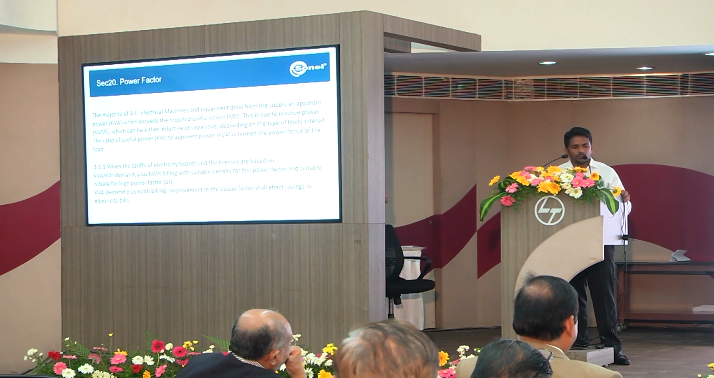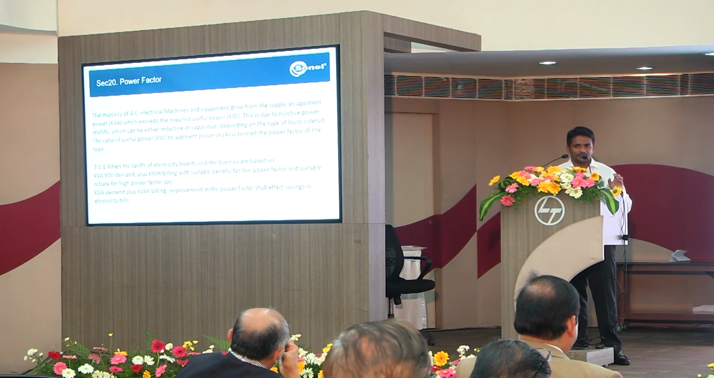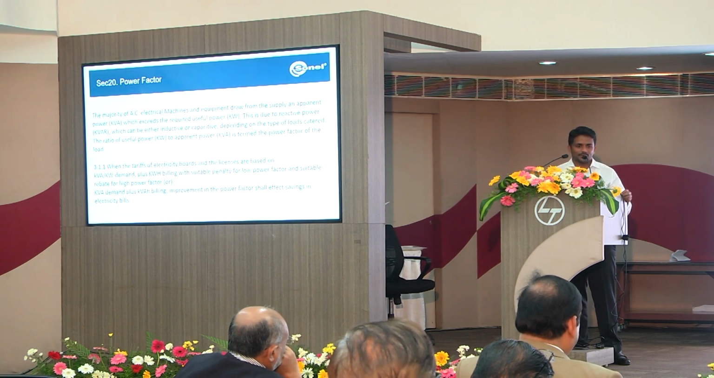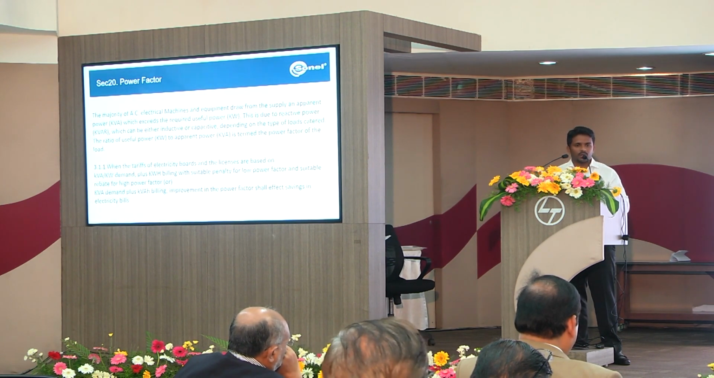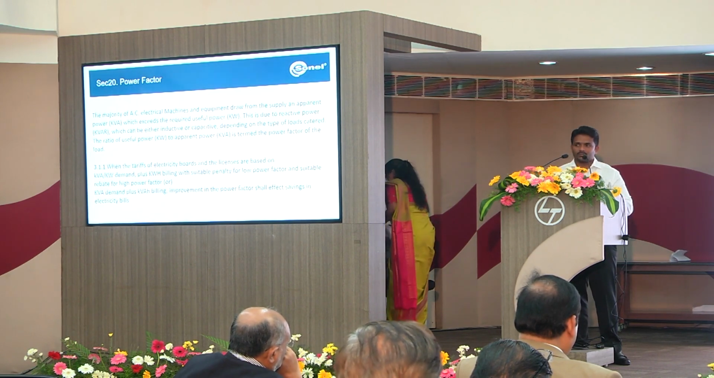But the point 3.1.1, which is shown in the presentation, I wanted to read because it was very difficult to understand in the first place, but then when we read it again and again, it was much easier for us to understand. So basically, when the tariff of an electricity board and the licenses are based on kVA or kW demand plus kWh billing with a suitable penalty for low power factor and suitable rebate for high power factor. It is a continuous sentence for everybody to follow through.